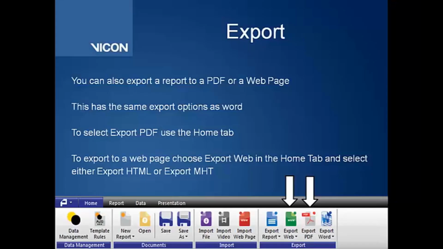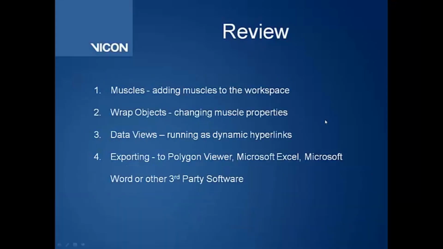So as a review, what we've done today is we've talked about the muscles, how to add a musculoskeletal model to your subject, and then add those muscles into the workspace view. We've discussed the wrap objects and how those can change the muscle properties, how you can visualize those or hide them. We looked at data views and how you can run those as dynamic hyperlinks. And we talked about exporting to Polygon Viewer, Microsoft Excel, Microsoft Word, and our third-party software that we talked about today was Adobe.